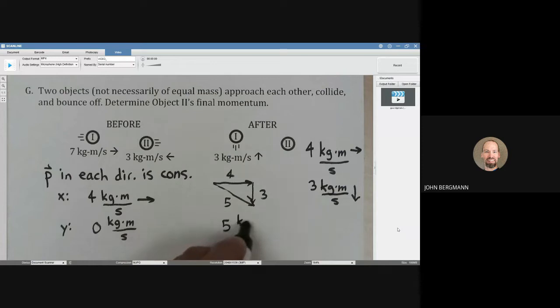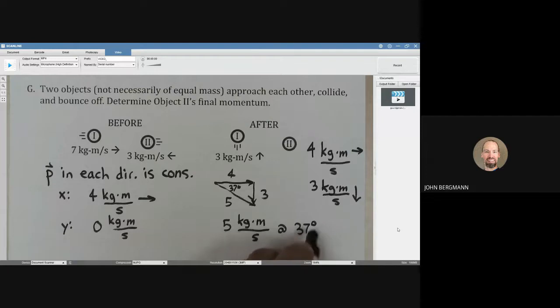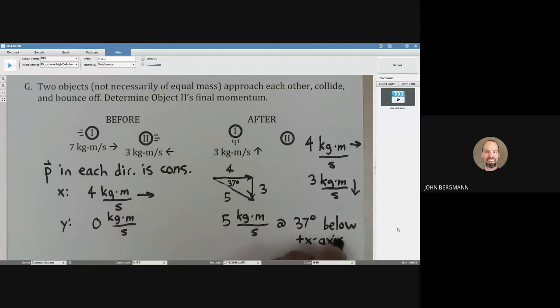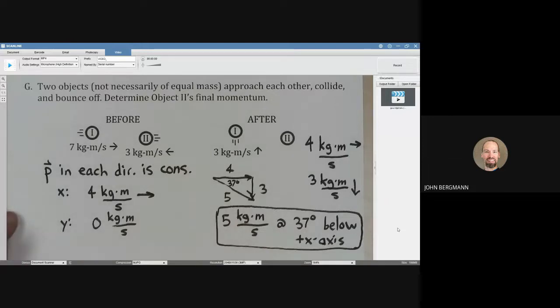What's our final answer going to be? 5 kilogram meters per second at what angle is this? What do we know this to be? 37 degrees? 37 degrees below the positive x-axis. There are any number of ways we could describe that, but if the x-axis points positively to the right, we could say that.